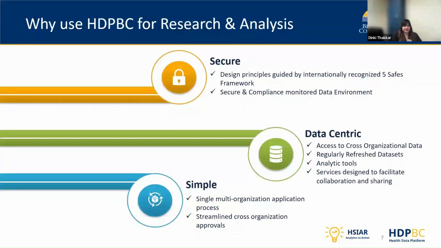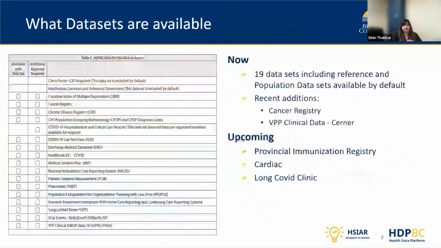Now, if we go to the next slide, after all that information overload about Health Data Platform and the what and the why and the who, let's dive into the topic that is core to any research and analysis, right? Data, the heart of it all. Health Data Platform BC currently provides access to about 19 data sets, and this includes reference and population data sets. I'll not go through each and every data set. The list is on your screens on the left-hand side.